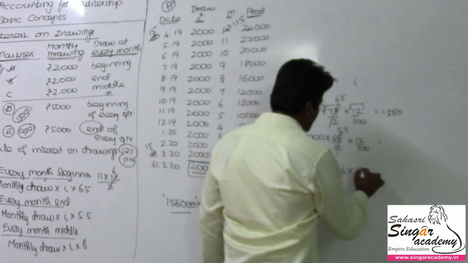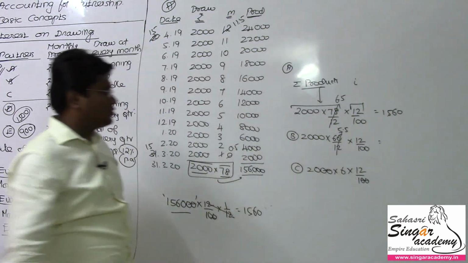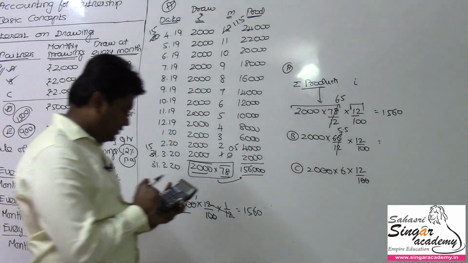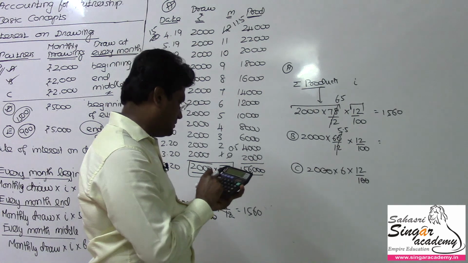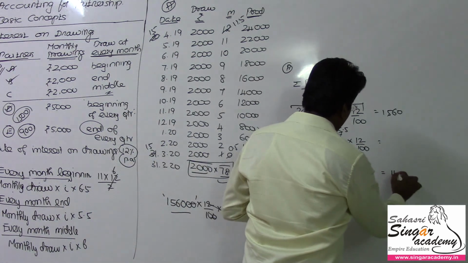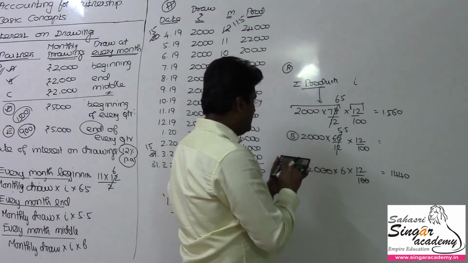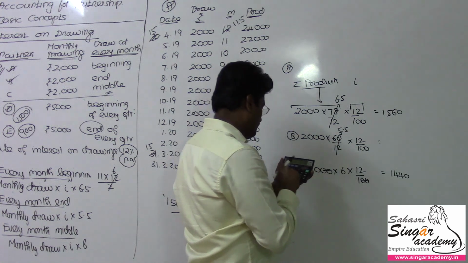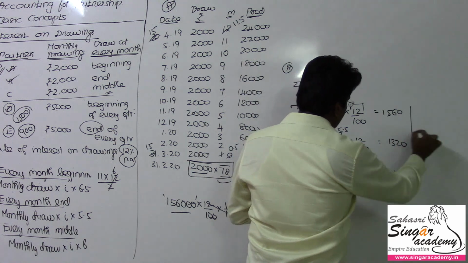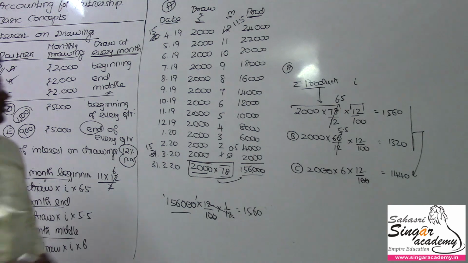So 6 into rate of interest 12%. Rate of interest being 12%, 2000 rupees into 6 into 12%. The answer is 1440. Here for B, 2000 into 5.5 into 12% is 1320. Otherwise, take the summation of these two and take the average of these two, you will get the answer here. I hope you could now understand.